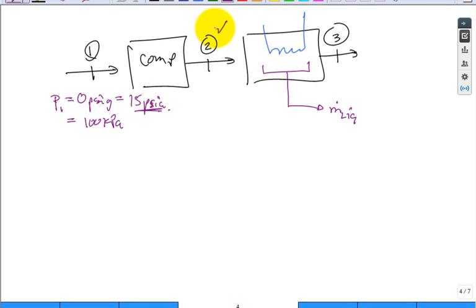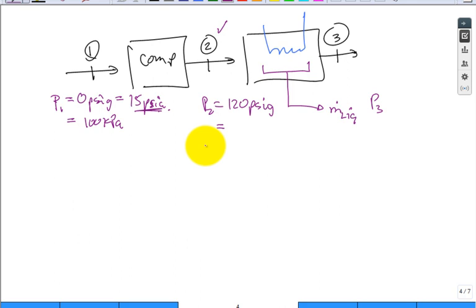A lot of our tools need to run at 100 to 120, somewhere in there. So different shops have different pressures. Let's say that this pressure right at 2, and that's going to be the same as the pressure at 3, is about 120 PSI. Hey, you just quoted 120 PSI. Do you think he quoted gauge or absolute?